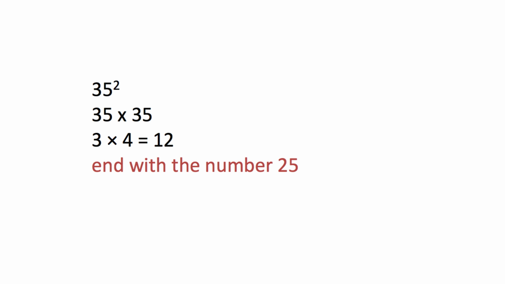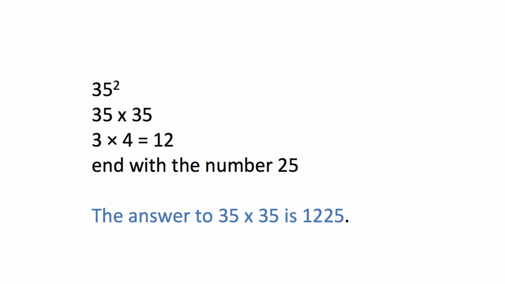35 squared. Take 3 times 4 equals 12. 3 is the first digit in 35, and 4 is the next number higher than 3, and end with the number 25. Check for yourself by hand, just to make sure. The answer to 35 times 35 is 1,225.